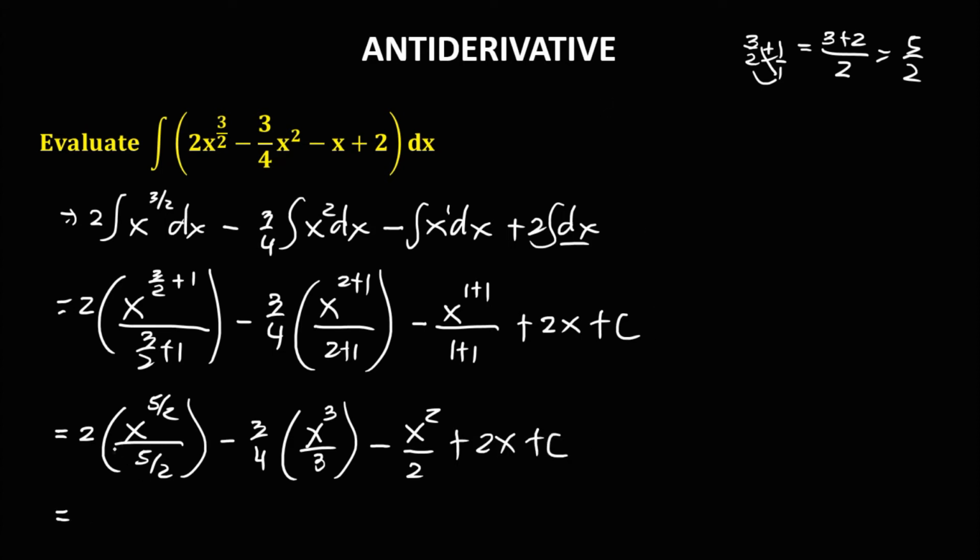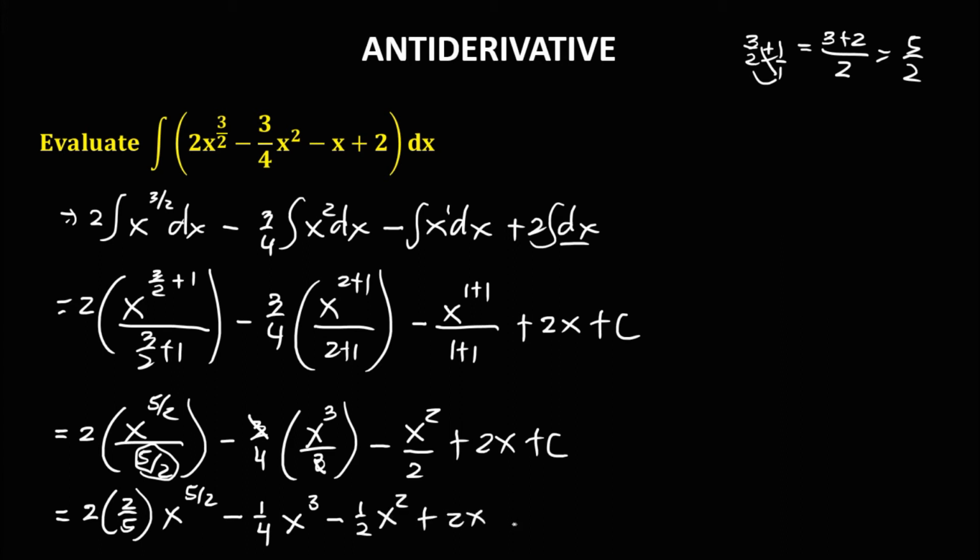Then simplify, so we can find the reciprocal of this 5 over 2. So we have 2 times 2 over 5. Then x to the power 5 over 2. Then minus, so we can cancel this 3. So we have 1 over 4. Then x to the power 3. Then minus, so this one is 1/2 x to the power 2 plus 2x plus c.